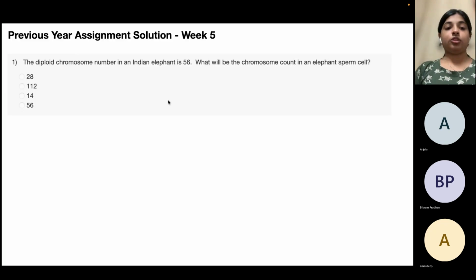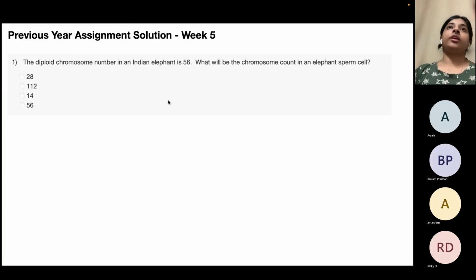So with this, we'll move on to the previous year questions. There are 10 questions in total. We'll go one by one. We can try answering them together. They're relatively simple questions. So the first question is, the diploid chromosome number in an Indian elephant is 56. What will be the chromosome count in an elephant sperm cell?